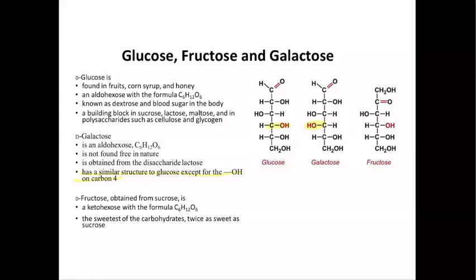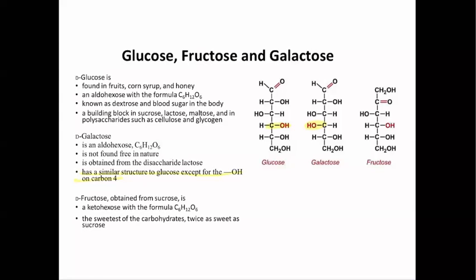Lastly, we have fructose, okay? And fructose, as you can see here, is also a hexose, but it is a ketohexose, okay? Fructose, we actually obtain from a disaccharide that is known as sucrose. And you may be very familiar with sucrose. Sucrose is what we know as table sugar.